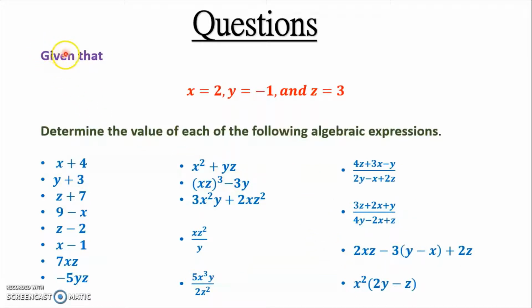The question states that given that x equals 2, y equals -1, and z equals 3, determine the value of each of the following algebraic expressions. Let us now evaluate each expression separately.